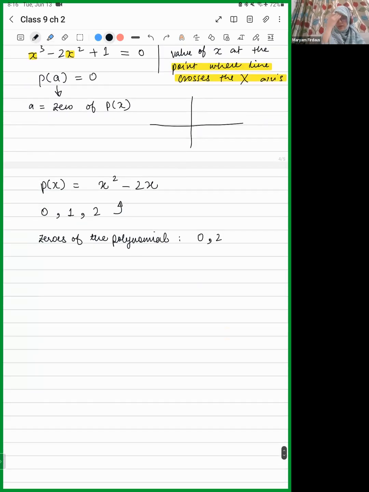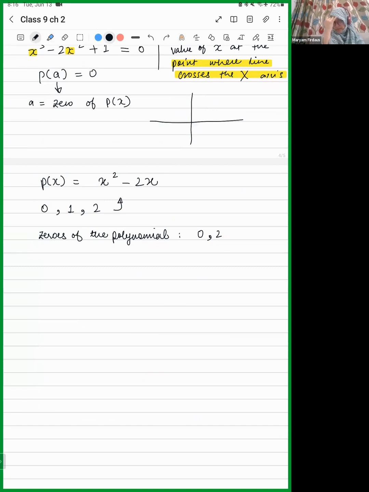Okay, so can it have less than 1 zero? No, it can't. So a linear polynomial can have only 1 zero. But a polynomial of higher degree, a quadratic, cubic, and all, can have more than 1 zero. Just like we saw over here, this is a quadratic polynomial, that means a polynomial of degree 2, and it has 2 zeros.